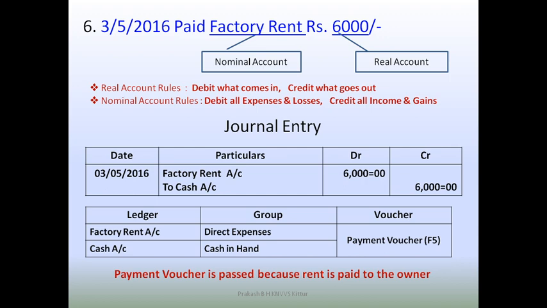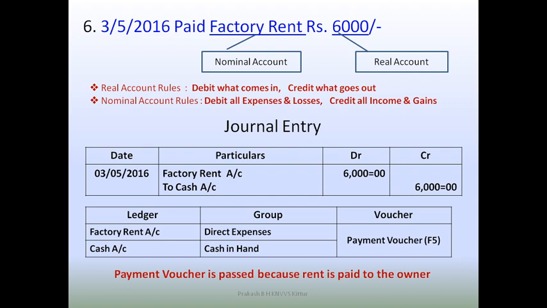It comes under the direct expense. Now we have paid the factory rent. Factory rent always comes under the group direct expense, because it is directly involved in the place where the manufacturing of the goods happens. So hence it is the direct expense. And the cash account comes under the group cash in hand.